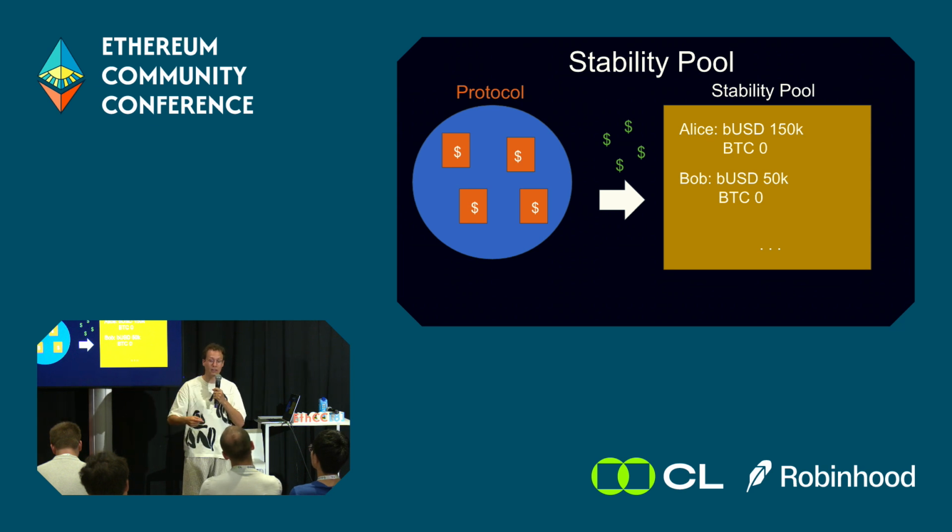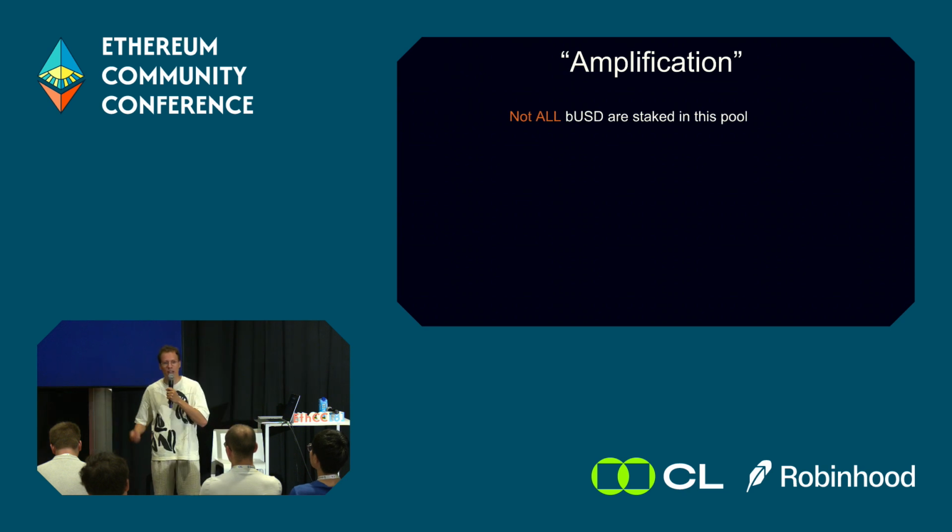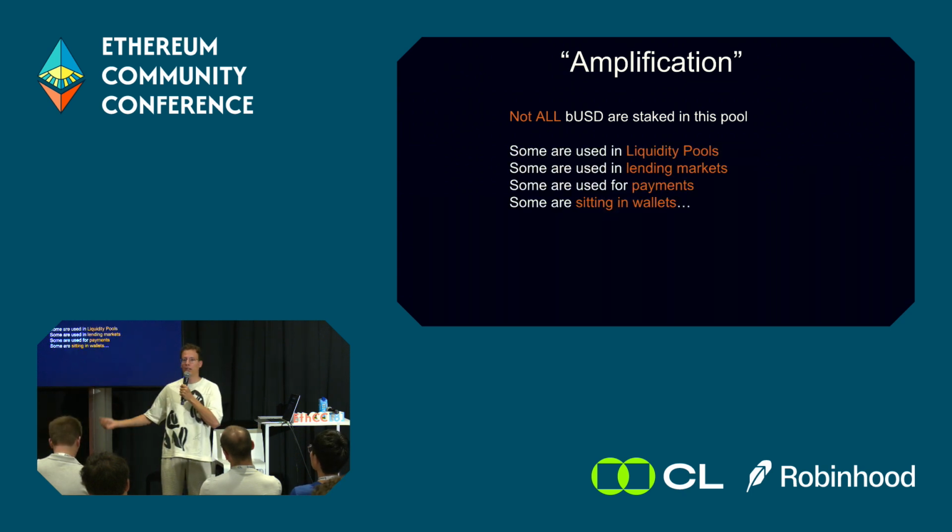And there's also another thing. It's called amplification. So what's amplification? Well, you need to realize that not all BitUSD will be staked in the stability pool, right? Some might be used in liquidity pools, some might be used in lending markets, some might be used hopefully for payments. Some might be just sitting in wallets doing nothing, right?